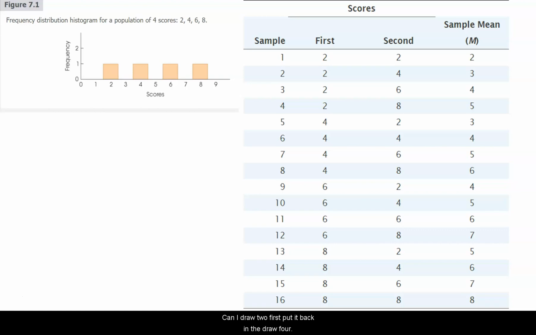Could I draw a 2 first, put it back, and then draw a 4? Yes. And of course, the mean of 2 and 4 is 3. Could I draw a 2 and then draw a 6? Yes. And of course, that mean is 4.